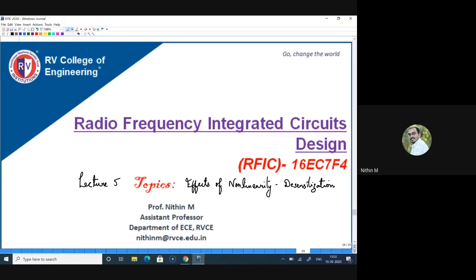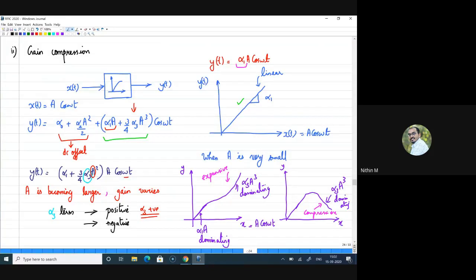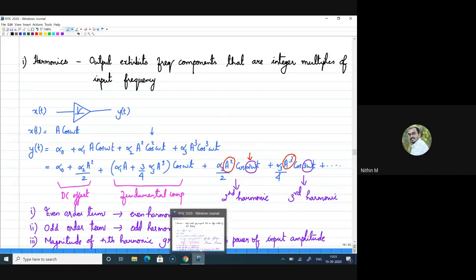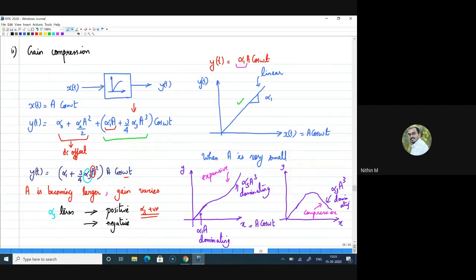So, just to look at what we discussed the previous day, we discussed one effect of nonlinearity. In the first class, we looked at harmonics. We also saw the simulation, and we saw that as your input amplitude or input signal level increases, the harmonic components' amplitudes also increase. The magnitude of the nth harmonic grows in proportion to the nth power of input amplitude. That was harmonics, and in yesterday's class we looked at something called gain compression.